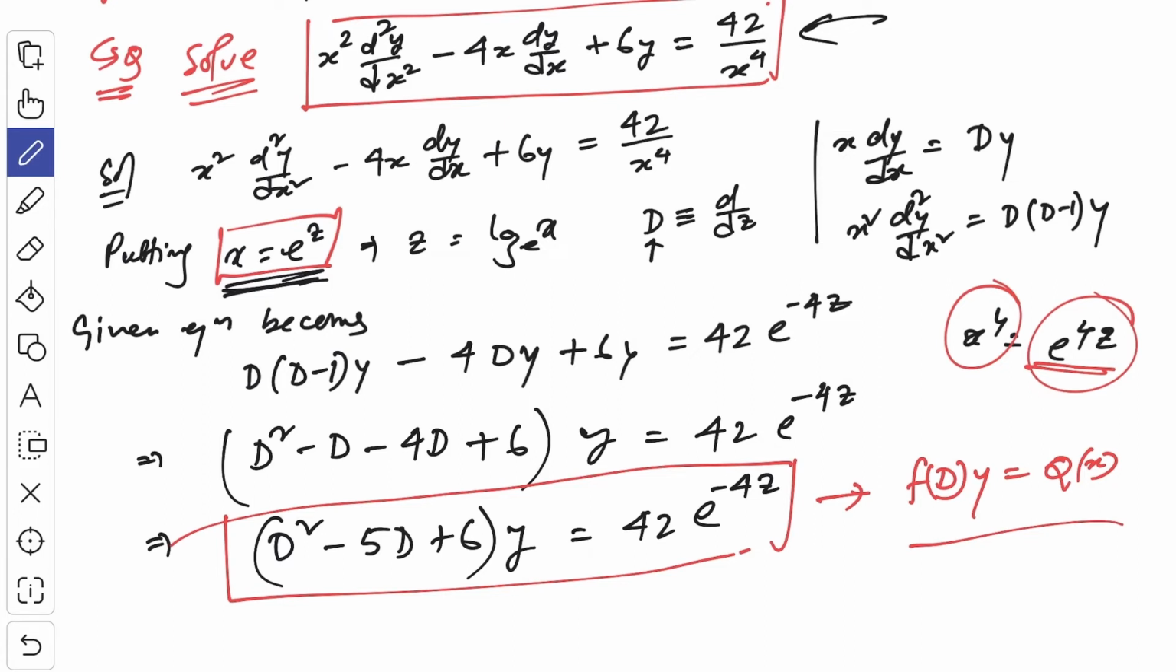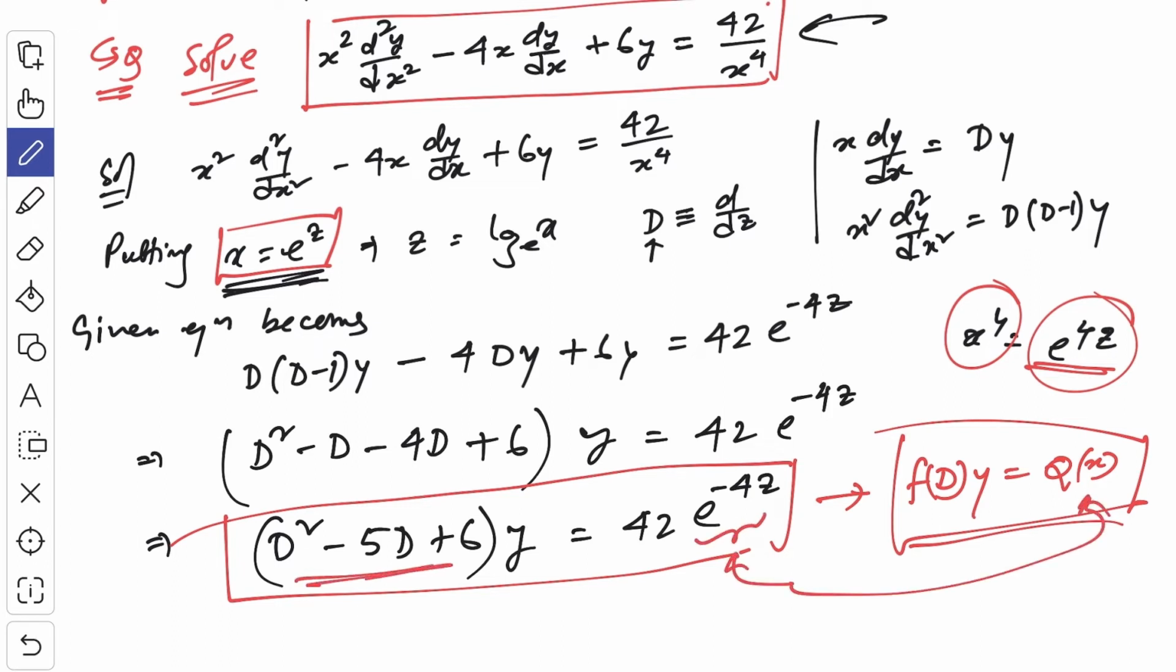We have solved different types of differential equations of this form. Here you can see this is the Q of x in this case, and f of D is this: D squared minus 5D plus 6.